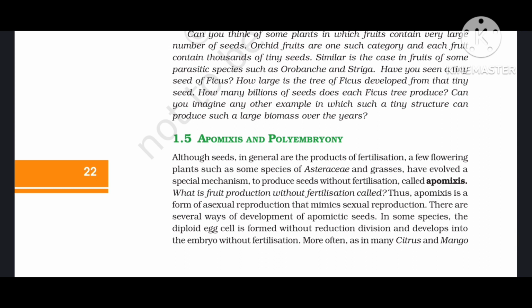Because of the importance of apomixis in the hybrid seed industry, active research is going on in many laboratories around the world to understand the genetics of apomixis and to transfer apomictic genes into hybrid varieties.